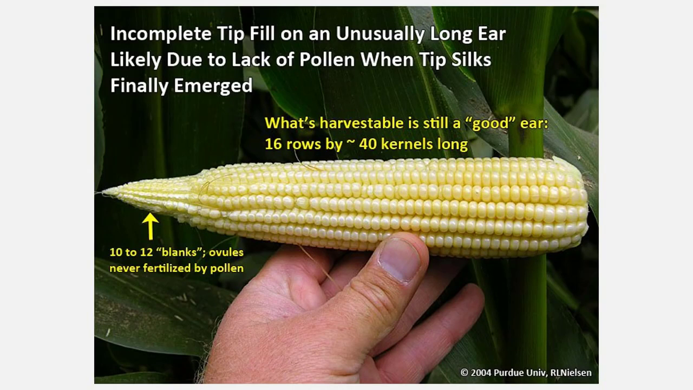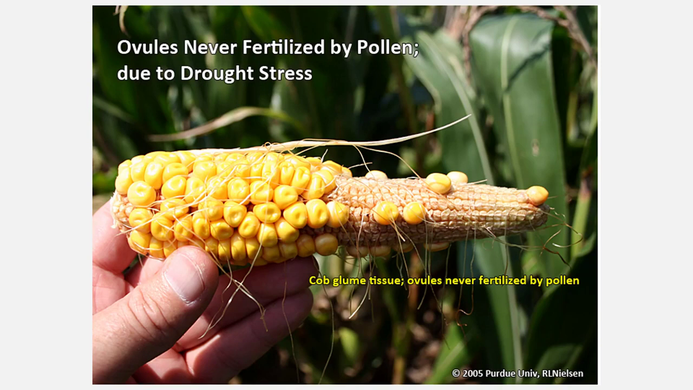So sometimes with the wind-pollinated flowers, you don't get everything fertilized. So here is an incomplete tip fill to a long ear and an unusually long ear because there was a lack of pollen when the tip silks finally emerged. I'm sure you've seen this. And then this is due to drought stress.